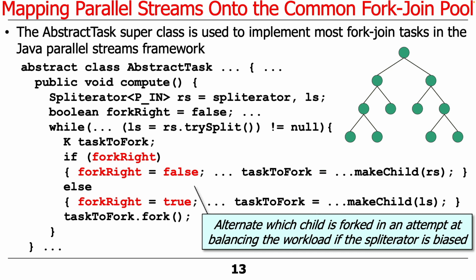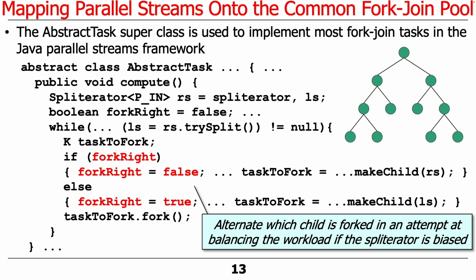And what's interesting here is every time through this loop, it checks a flag called fork right. And every time it checks this, it switches back and forth between forking right false versus forking right true. The reason behind this is they want to alternate forking so that if the splitterator is a biased splitterator, like we saw for linked list, where it doesn't have even-sized chunks, you won't have a tree that's super long on one end and very short on the other, because that would make less effective use of the processors in the common fork join pool.